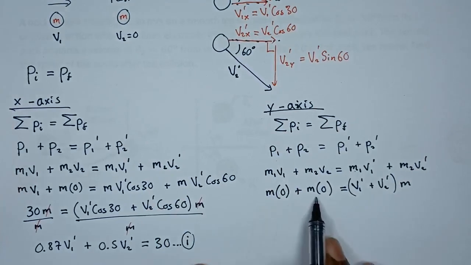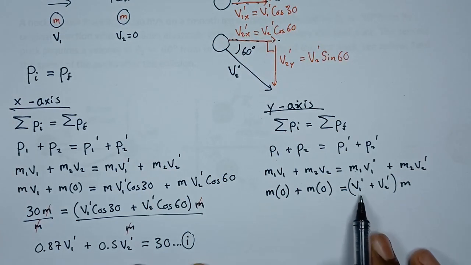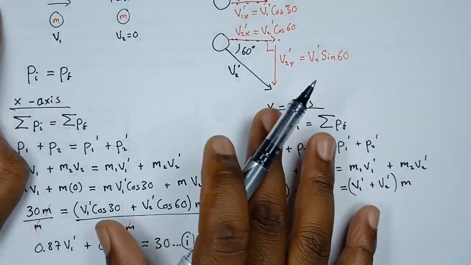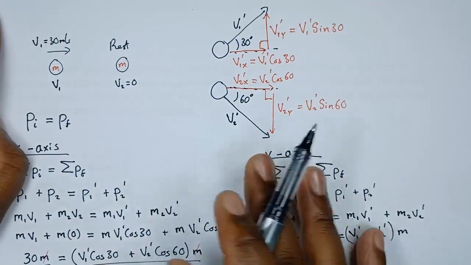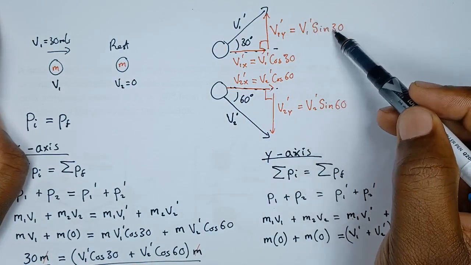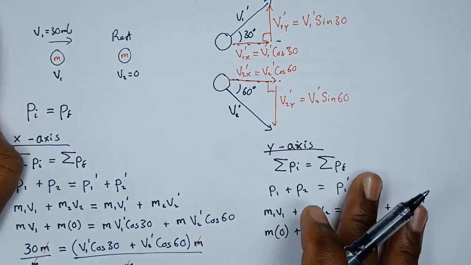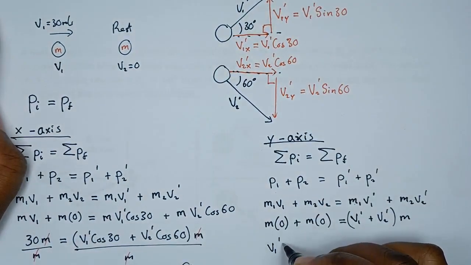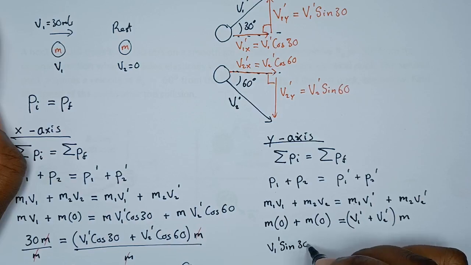So on this side, we just have a 0. On this side, let's do the substitutions. The initial velocity for 1 in the y direction is this one that we have here, which is v1 prime sine 30.